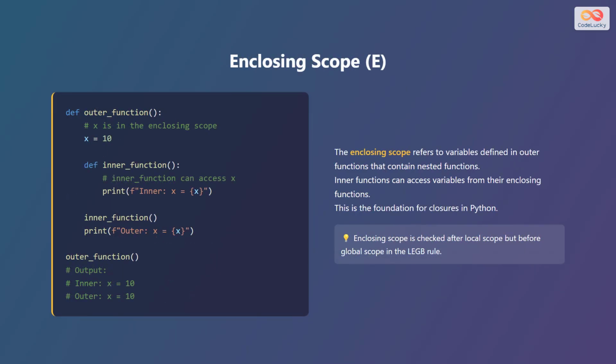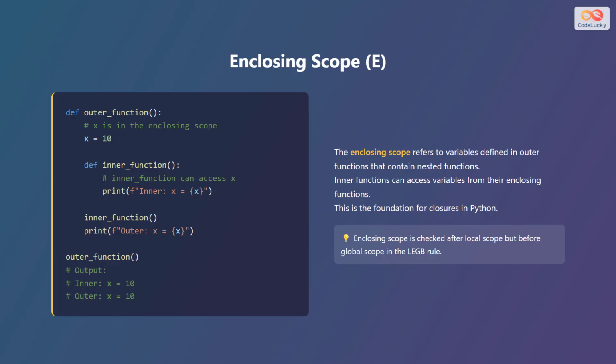The enclosing scope refers to variables defined in the outer functions that contain nested functions. Inner functions can access variables from their enclosing functions. This concept forms the foundation for closures in Python.